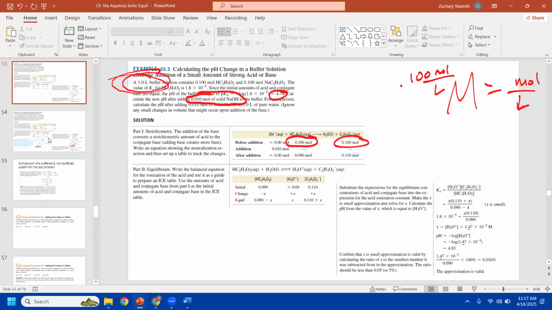Does everybody get that? Roughly. Yes? Okay. Now they're saying we add 0.01 moles of strong base in the form of sodium hydroxide. Why do they say we're adding sodium hydroxide right here, but I only write the OH minus?